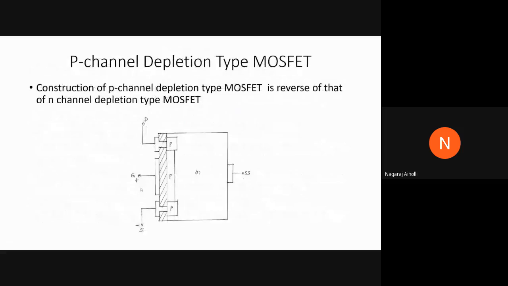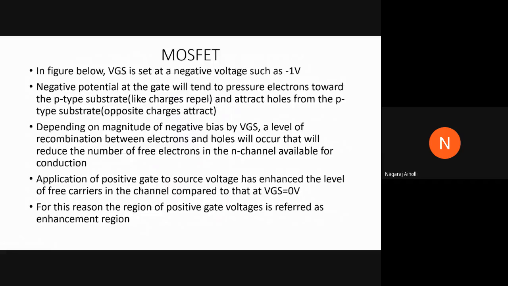In the next class, I'll be starting with the P-channel depletion type MOSFET, its construction and working. Then we'll move on to the enhancement type MOSFET, their construction and working. That we will take up in the next class.